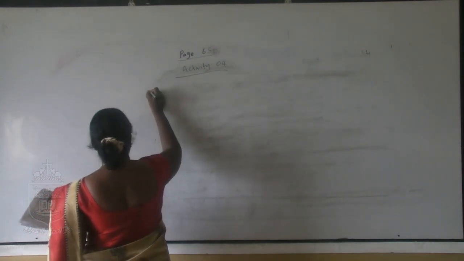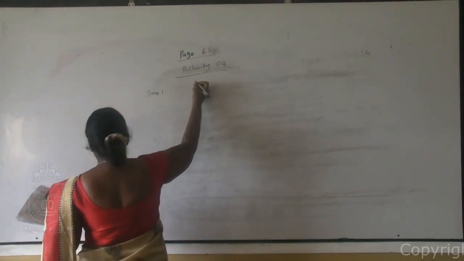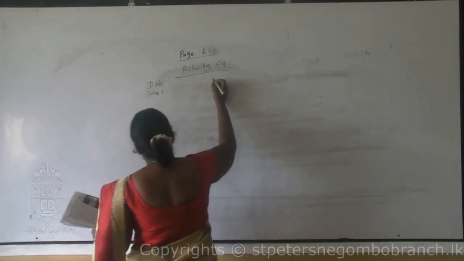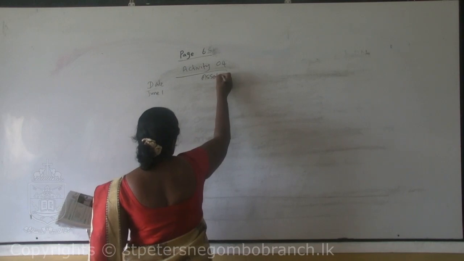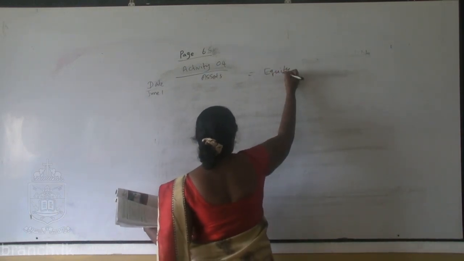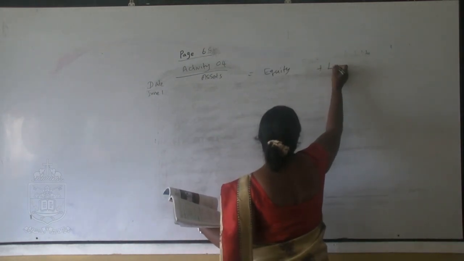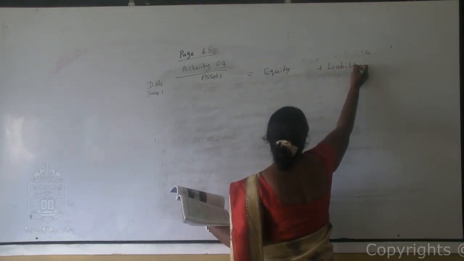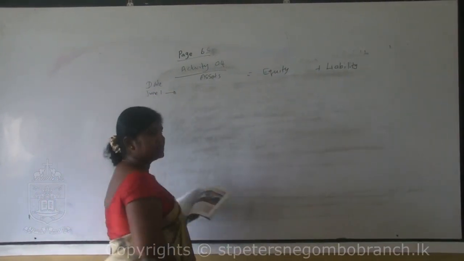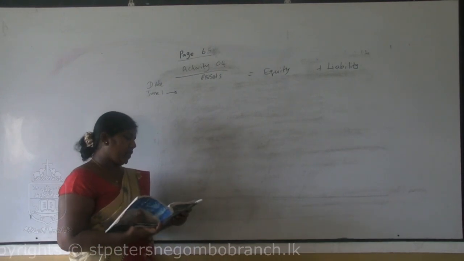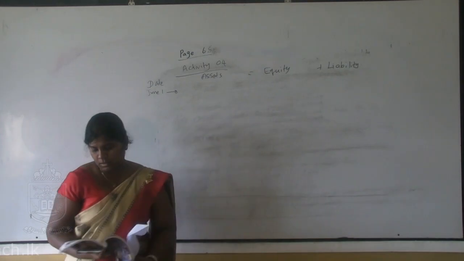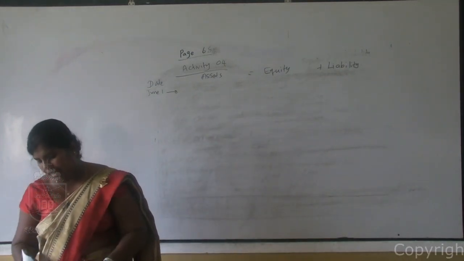June, 1st of June. Here you have given the date, assets equal equity plus liability. Here, according to the 1st of June, I will write the two transactions according to the theory that you have given. So here, assets increase and asset decrease.